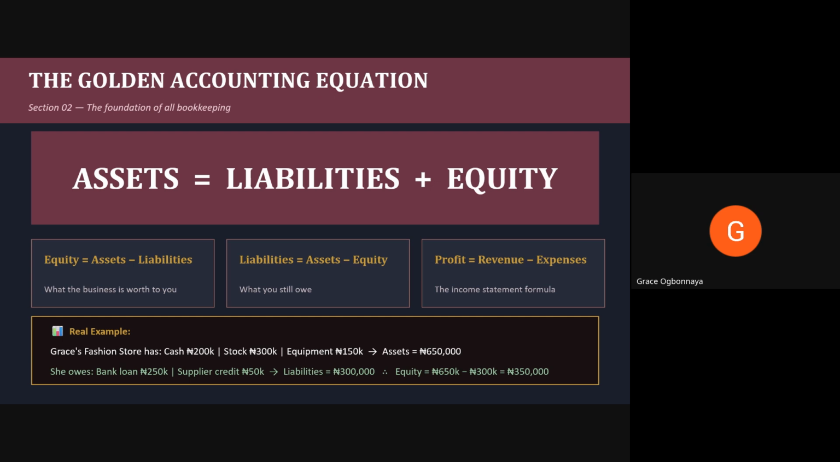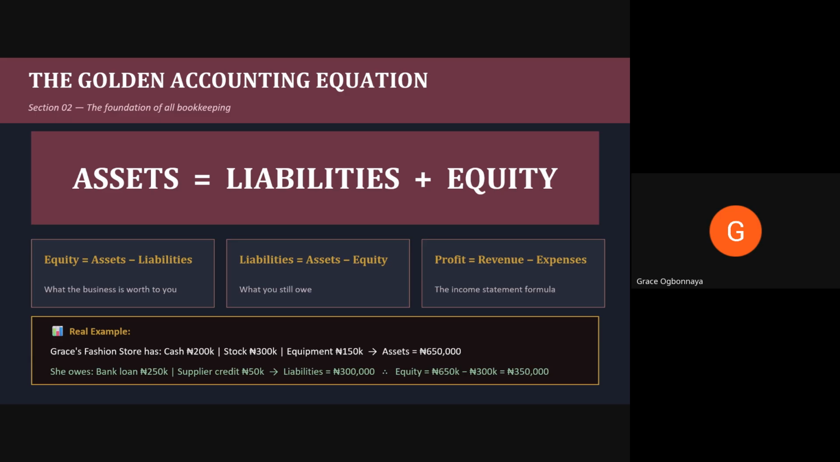So there's an example here. Great Fashion Store has cash of 200K, goods of 300K, and a machine of 150K. That means my asset is 650,000. Then I have a bank loan of 250,000. There's a supplier that supplies things to me, I'm owing the person 50,000. That means my liability is 300K. Don't forget that my asset is 650,000 and my liability is 300K. Then that simply means that if I minus that liability from my asset, I will have my equity.